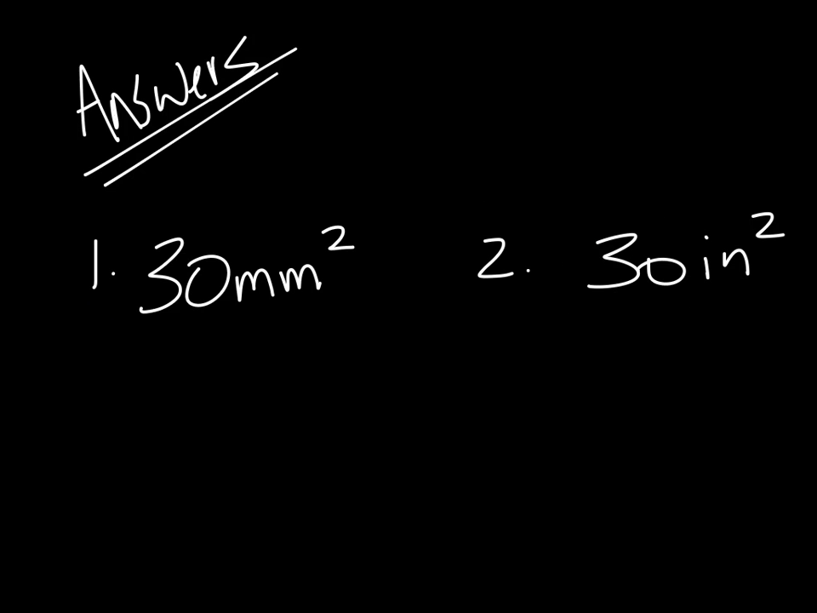Alright, your answer for number 1 is 30 millimeters squared, and your answer for number 2 is 30 inches squared. Make sure you come ready to class with any questions you had, like maybe you didn't get 30 inches squared or 30 millimeters squared for each of these, and you had to figure out how you got back there. Jot those questions down in your notebook and be ready to discuss it with your group on Monday.